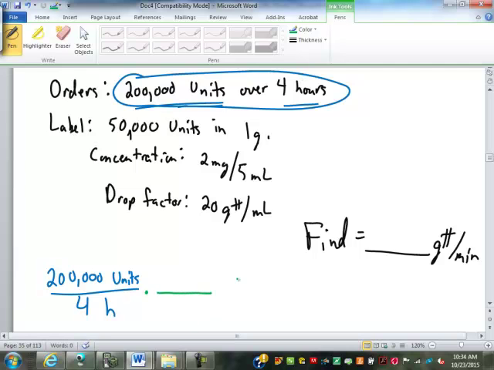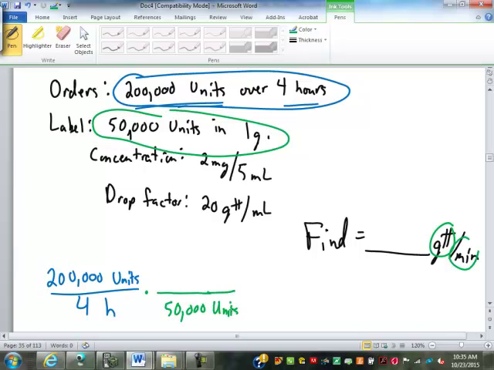Now, the next thing, I need to somehow get to drops per minute. So I have to get rid of both the units and the hours. I'm looking here, probably going to get rid of the units first. I have this 50,000 units in 1 gram. So I'll put the 50,000 units on bottom. 1 gram would go on top.